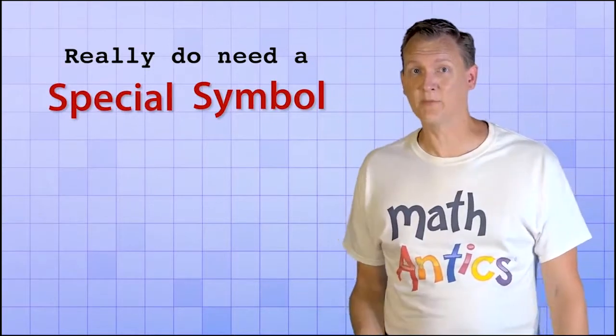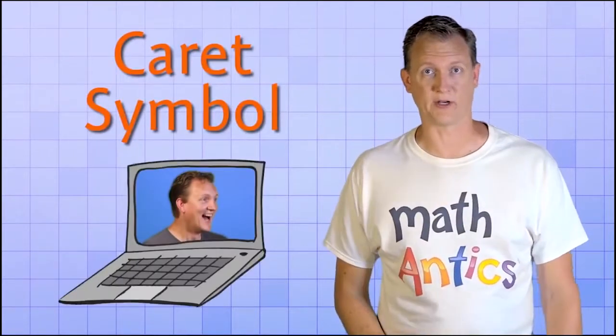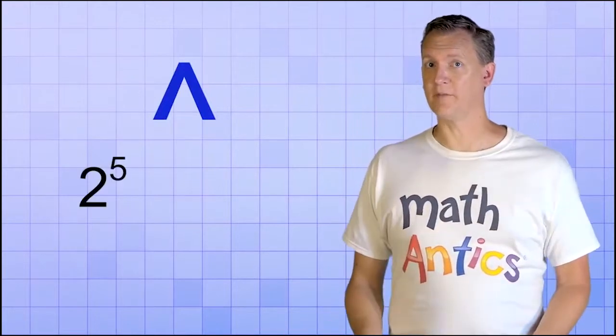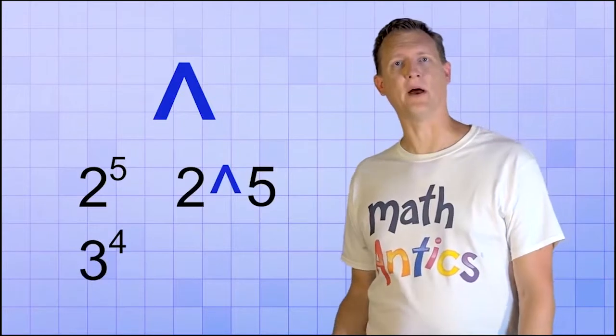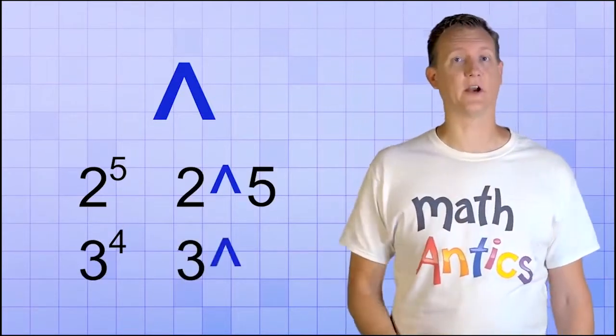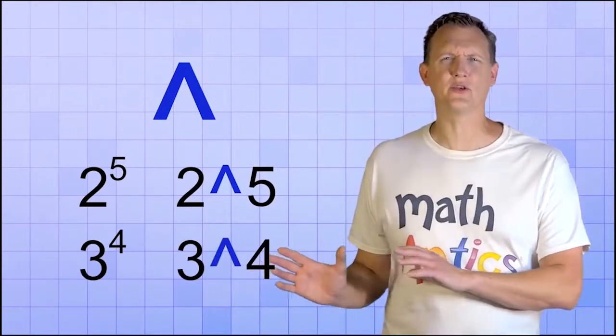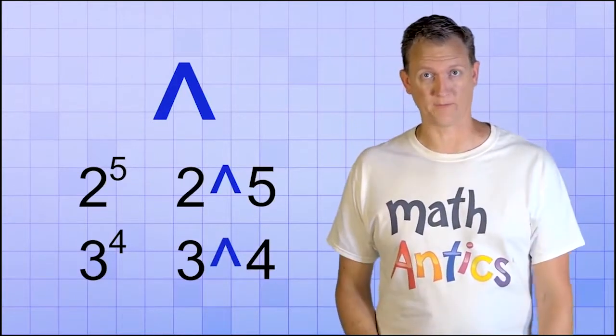Like when you type an exponent into a computer. In that case, it's very common to use the caret symbol as the exponent operator. The caret symbol looks like this. So 2 to the 5th power would be written as 2 caret 5, and 3 to the 4th power would be written as 3 caret 4. And that notation is used all the time in computer programming.